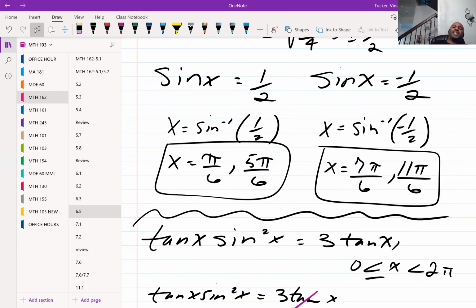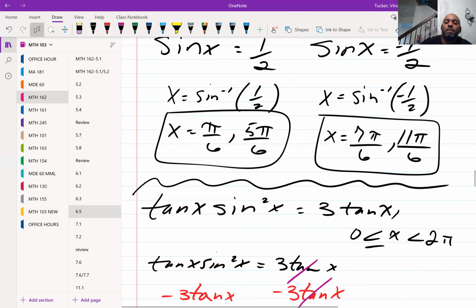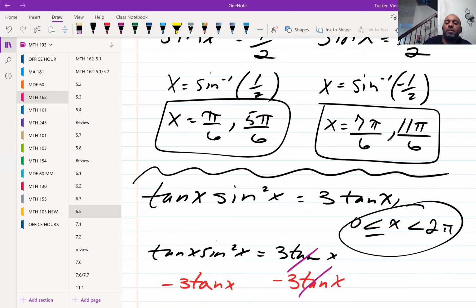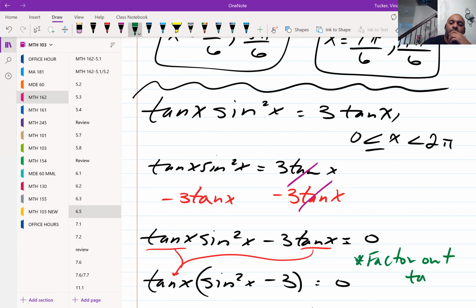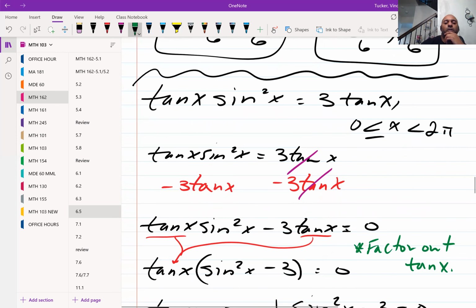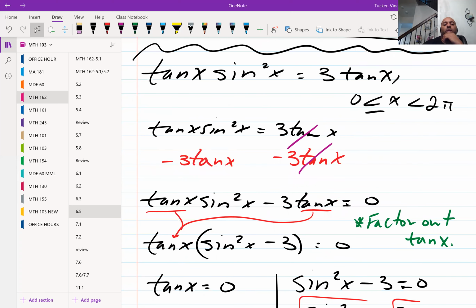All right, so the next one, tan x sine squared x equal to 3 tan x. Once again, x is between 0 and 2 pi. So what we do here is go ahead and set one side equal to 0 by subtracting 3 tan x from both sides. Then from there, factor out tan x. All right, so bring tan x to the front, leaving you with sine squared x minus 3 in the parentheses.